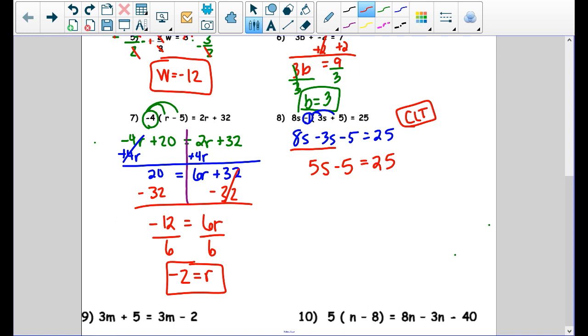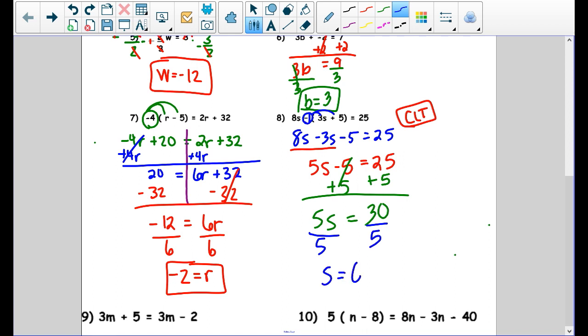And now let's move that negative 5 over. So we're going to add 5 to both sides. The 5s cancel. 25 plus 5 gives me 30. Last step is, equals 6, divide by 5. And s then equals 6, because 30 divided by 5 is 6.